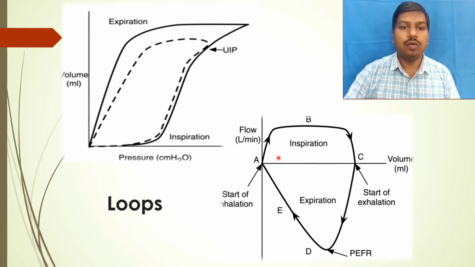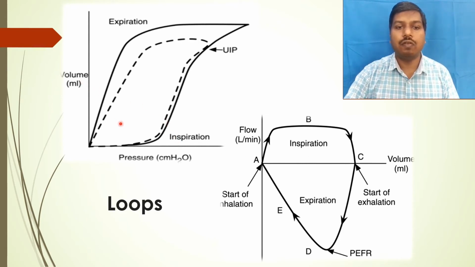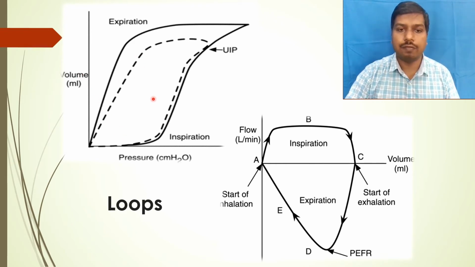Regarding loops, it can be either a flow volume loop or a pressure volume loop. The pressure volume loop indicates the compliance of the lung. From this, we can compare with the initial pressure volume loop and see whether the compliance of the lung is worsening or improving. From the flow volume loop, we can identify the site of obstruction of the endotracheal tube or the level of obstruction.